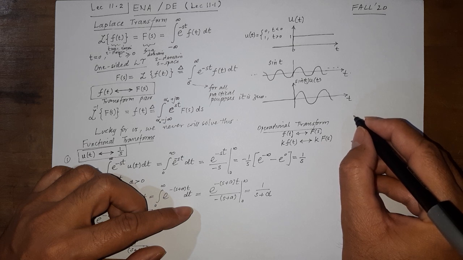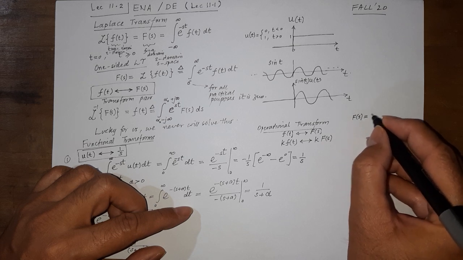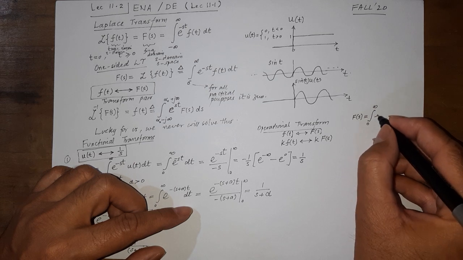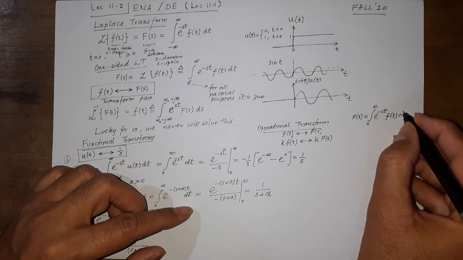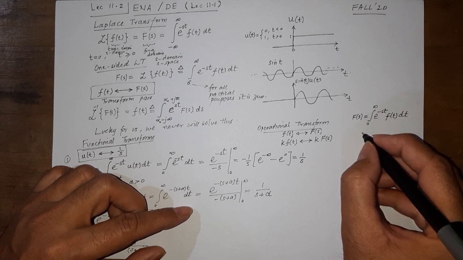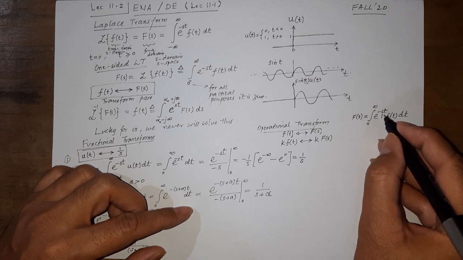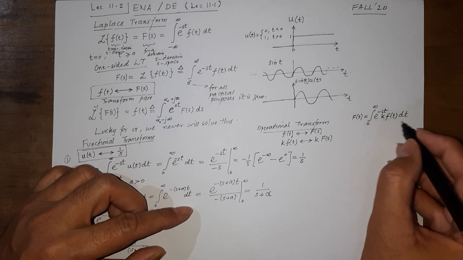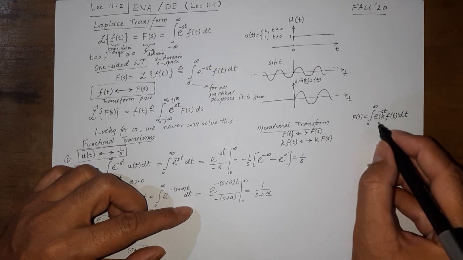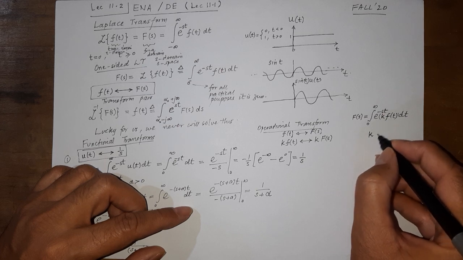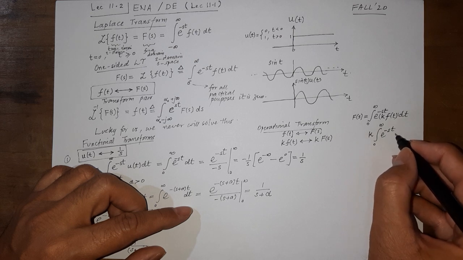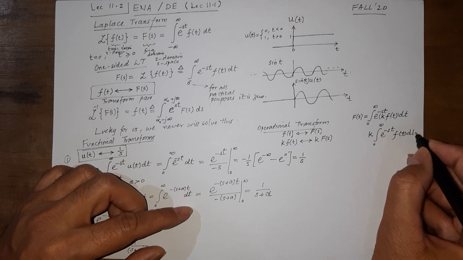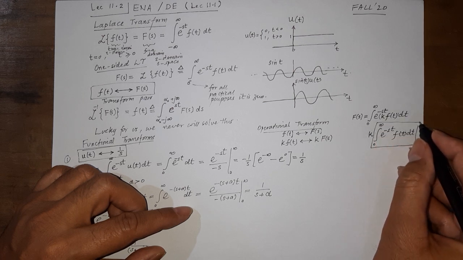So if the Laplace transform of f(t) is defined in this way, then how would the Laplace transform for k f(t) be defined? We can see that multiplying f(t) by k, k can come out of the integral, and then what we would be left with is this thing. And what is this thing? By definition, this is F(s).